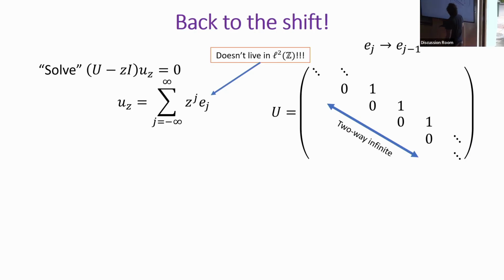If I solve this equation, I'm going to get powers of z to the j. This doesn't live in L2z. For example, if mod z is less than 1, this blows up as you take j to minus infinity. If mod z is greater than 1, it blows up as you take j to infinity. If mod z is equal to 1, it doesn't decay, so it can't converge in the L2 sense. So how do you get around this problem of not having an eigenvector of this unitary operator?